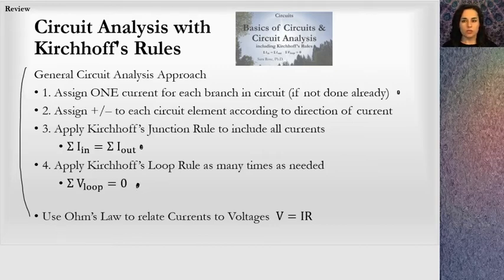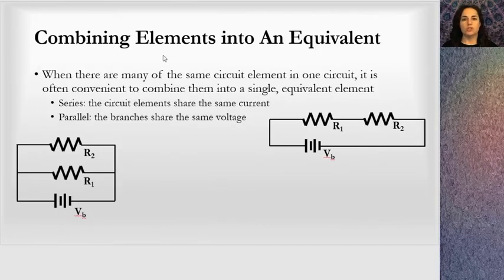So what I want to look at, keeping all of these ideas in mind, is combining elements into an equivalent. And we're going to look at resistors first. You can do capacitors, but I'm looking at resistors first. What happens is when there are many of the same circuit element in one circuit, and just that element, it is often convenient to combine them into a single equivalent element.